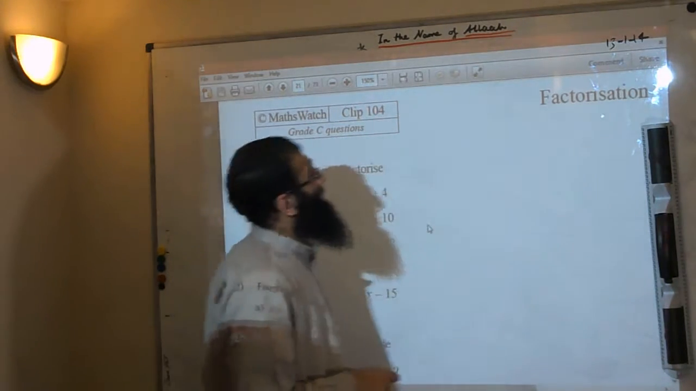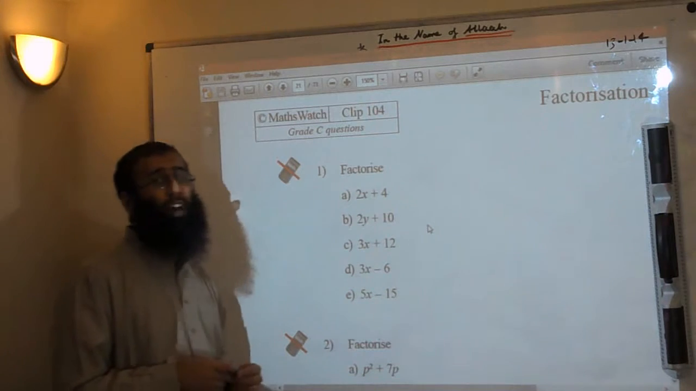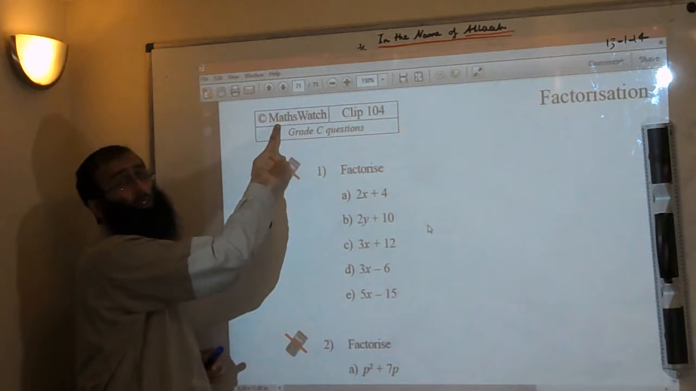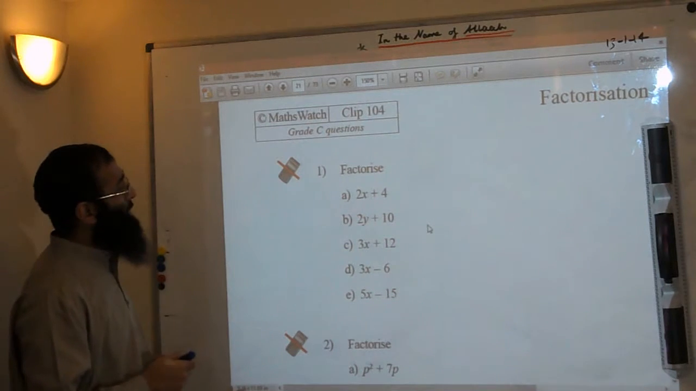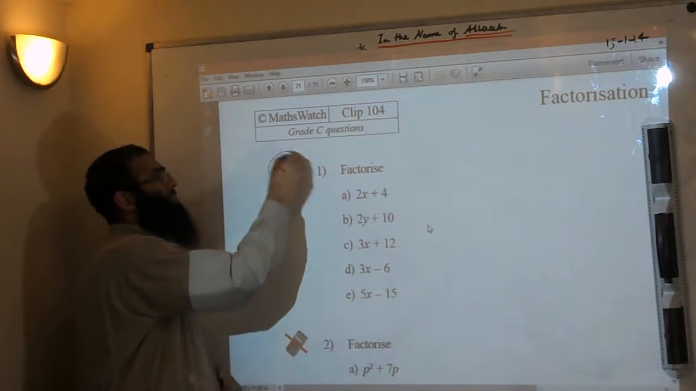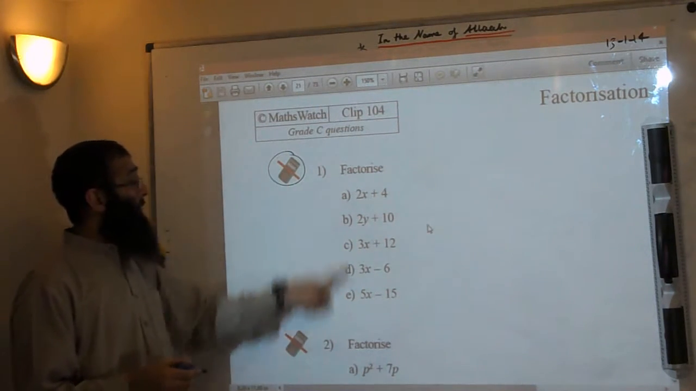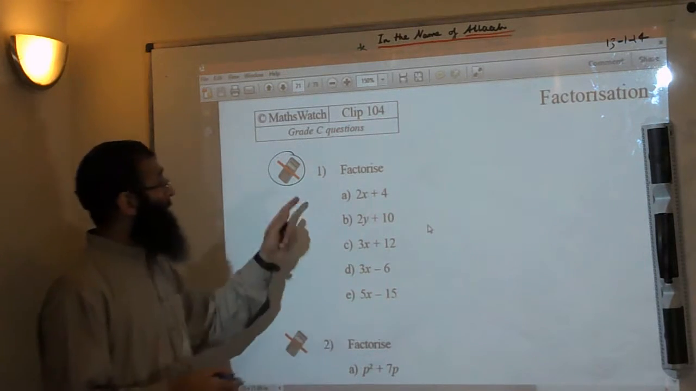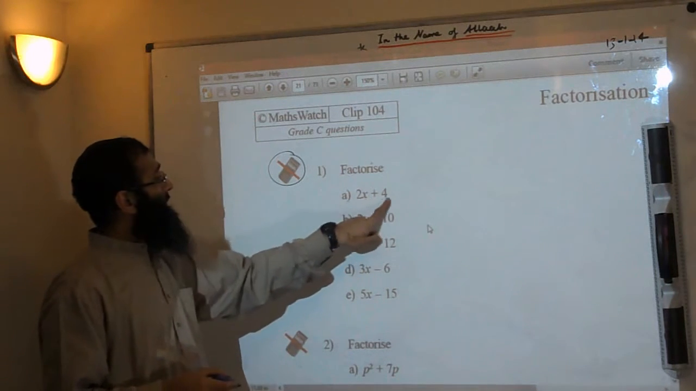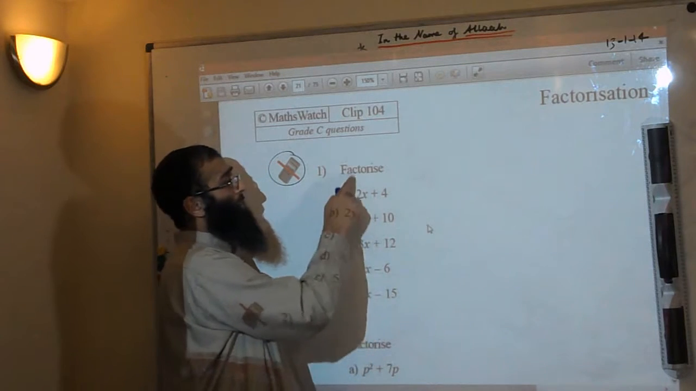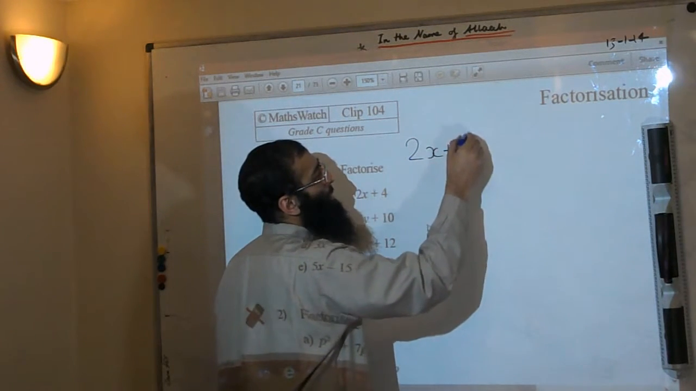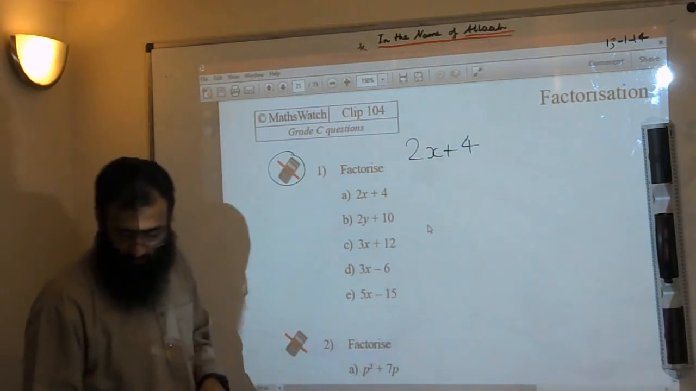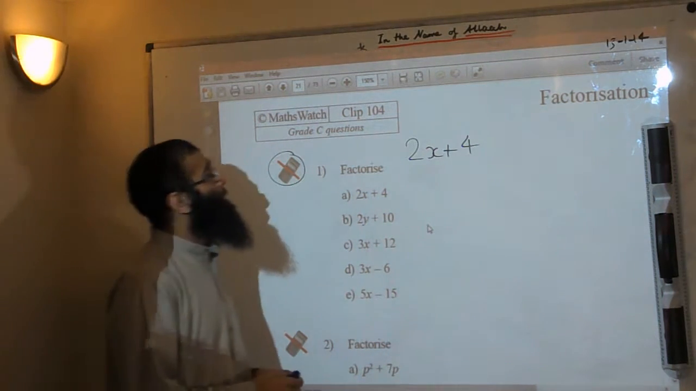So factorization, while looking at common factors. This is a Maths Watch CD work, clip 104, grade C question. Right, non-calculator, I don't even know how you'd use a calculator to do this in the first place, but never mind. So let's look at the first question here, 2x plus 4. Factorize 2x plus 4. I'm going to write it here a bit bigger. There you go. Now, factorize 2x plus 4.